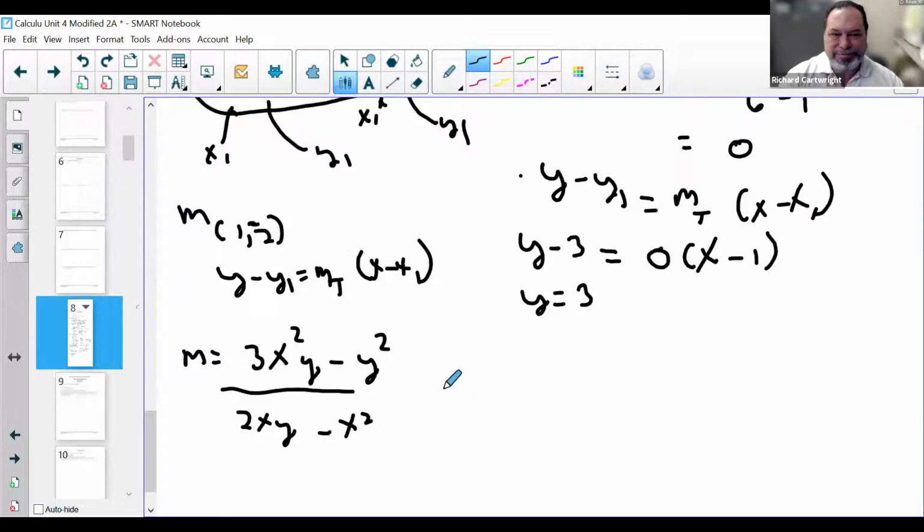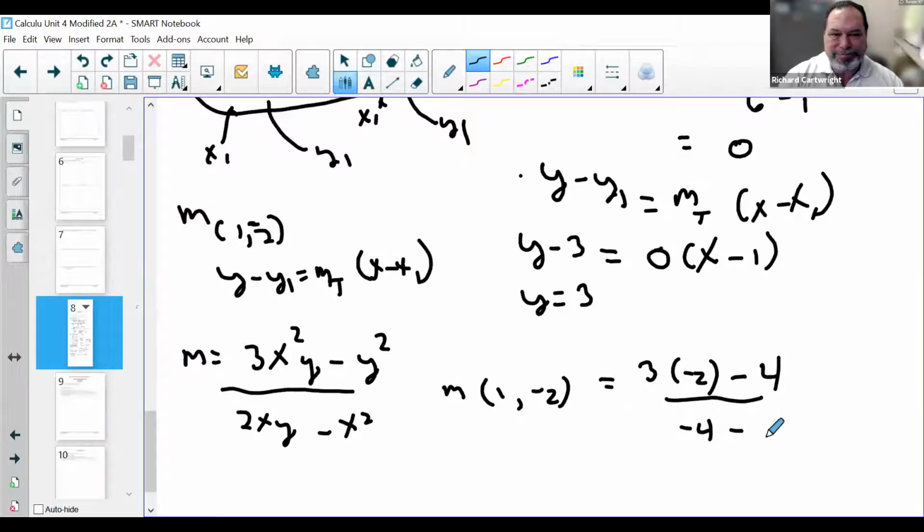So now if I do the slope at that new ordered pair, which I was corrected, it's (1, -2). So that's going to be 3 times 1 squared times the y, that's 3 times a -2, minus y squared, which is a 4, because -2 times -2, over 2 times 1 is 2 times the -2 is a -4. So this time I wrote it out. Minus the x squared, which is just a 1 again. So -6 minus 4, -10 over -5, which is a beautiful 2.